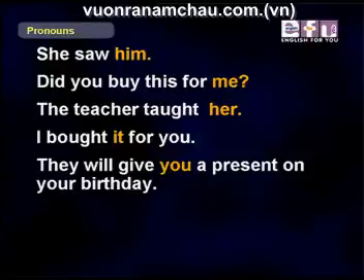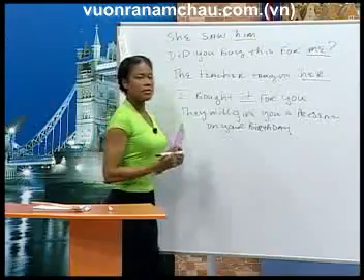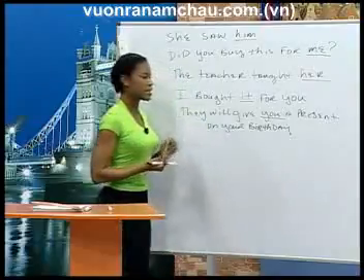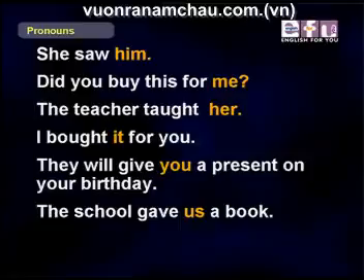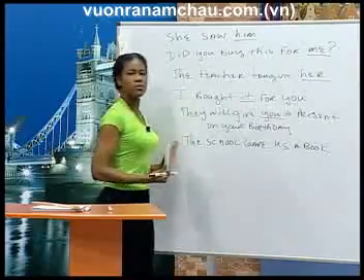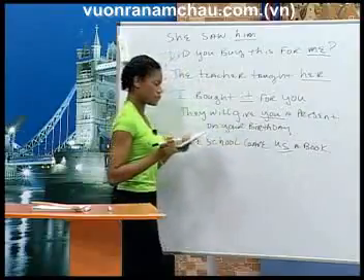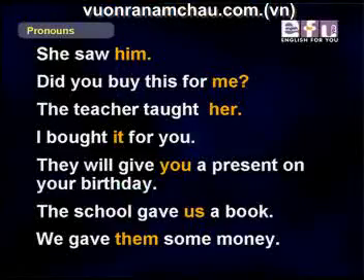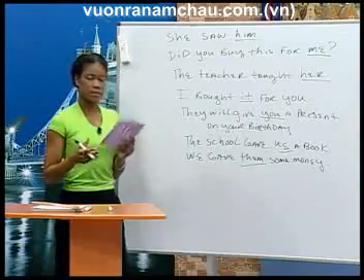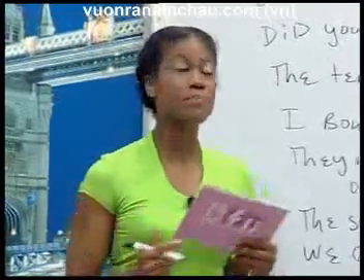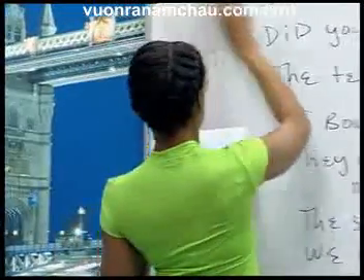They will give you a present on your birthday. So they will give you a present on your birthday. The school gave us a book. Okay, the school gave us a book. We gave them some money. We gave them some money. Object pronouns.